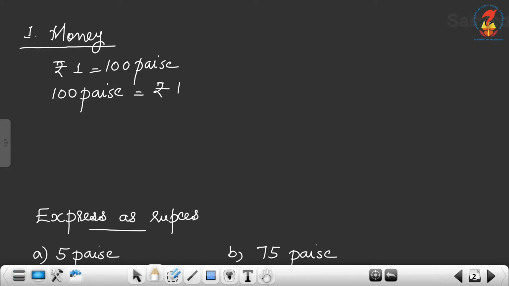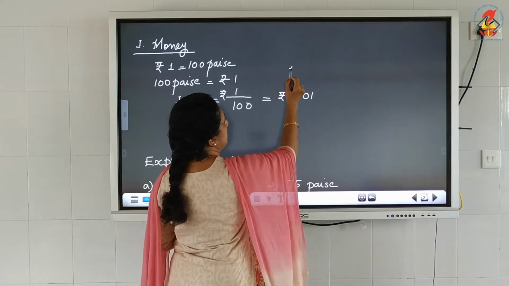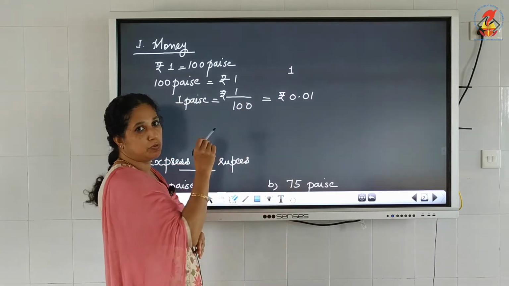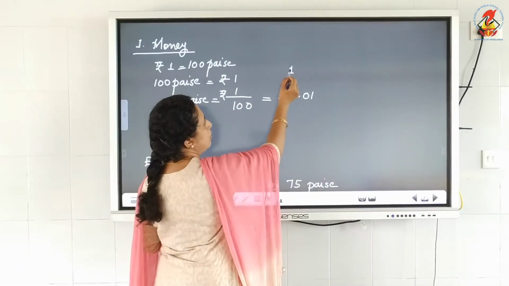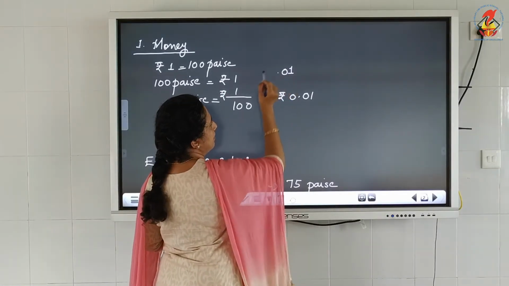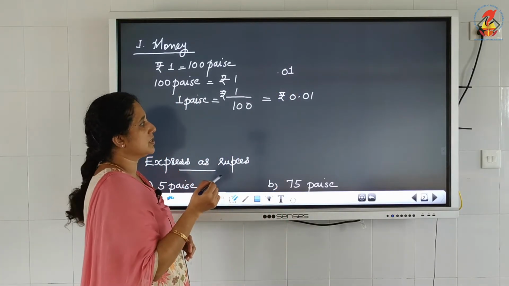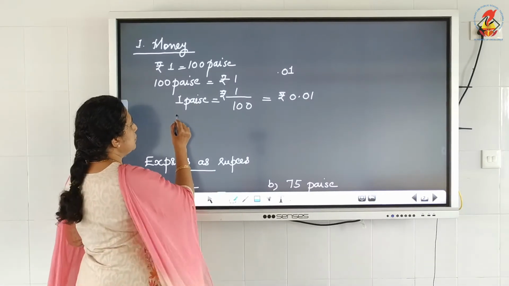Now if you want to change the paise, 1 paise means 1 by 100 of a rupee, that is rupees 1 by 100. And how can we write 1 by 100 in decimal form? Rupees 0.01. After 1 we have 2 zeros, so the number is 1, and we have to move 2 places to the right. Here we have only 1 place, so put a 0, then after that the decimal point comes. Therefore 0.01.